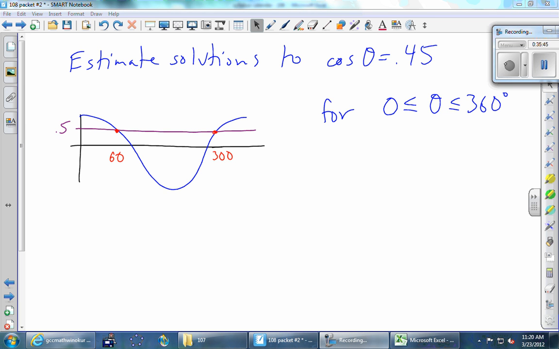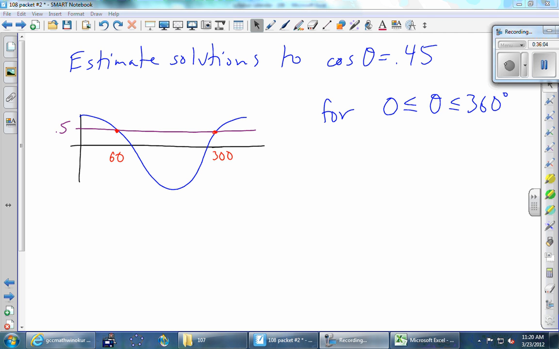Okay, so let's think about this. I've got my very rough graph of cosine up here, and I picked 0.45 to relate it to this 0.5 that we know very well from today. And we know the solutions here are 60 and 300 degrees. And now I'm going to draw it at 0.45.